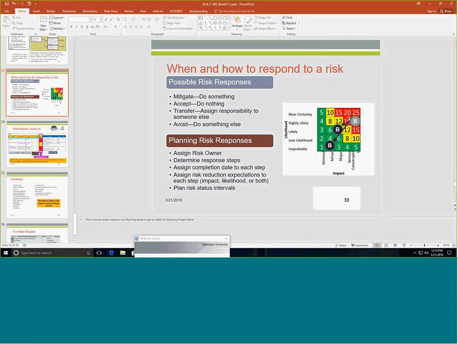The whole idea is whichever possible risk response you pick, not just you, but the team, right, picks, is to reduce the likelihood and reduce the impact. How? You assign a risk owner, you determine what steps have to be taken to reduce the risk, and just like in a regular project schedule that you have built in Microsoft Project now, you would assign a completion date to each step and assign reduction expectations to each step, right?